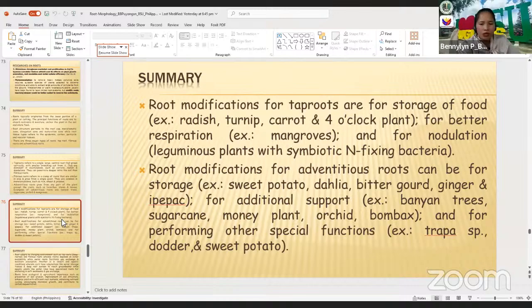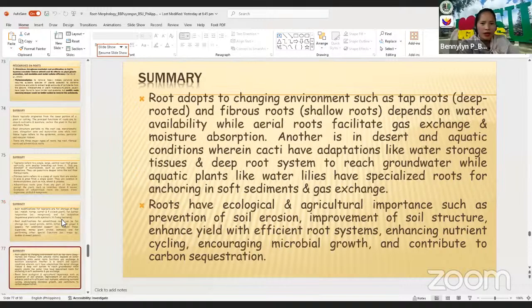And for performing other special functions, we have the trapa, dowder, and sweet potato. We have mentioned this one a while ago: the adaptation of roots to changing environments. Deep-rooted and shallow-rooted depends on water availability, and the aerial roots are for gaseous exchange and nutrient absorption. In desert and aquatic conditions, cacti have adaptations like water storage, while aquatic plants like the water lilies have specialized roots for anchoring in soft sediments and gas exchange.